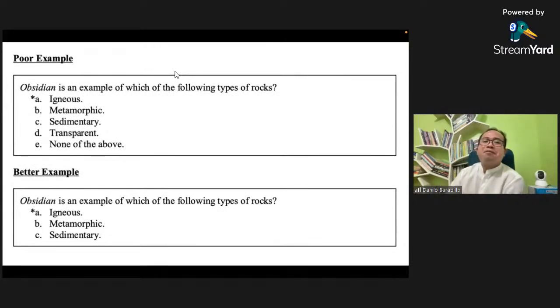Obsidian is an example of which of the following types of rocks? Igneous, metamorphic, transparent, none of the above. Marag, 3 ramang good kabuok ang types of rocks. So why would you be including the rest?